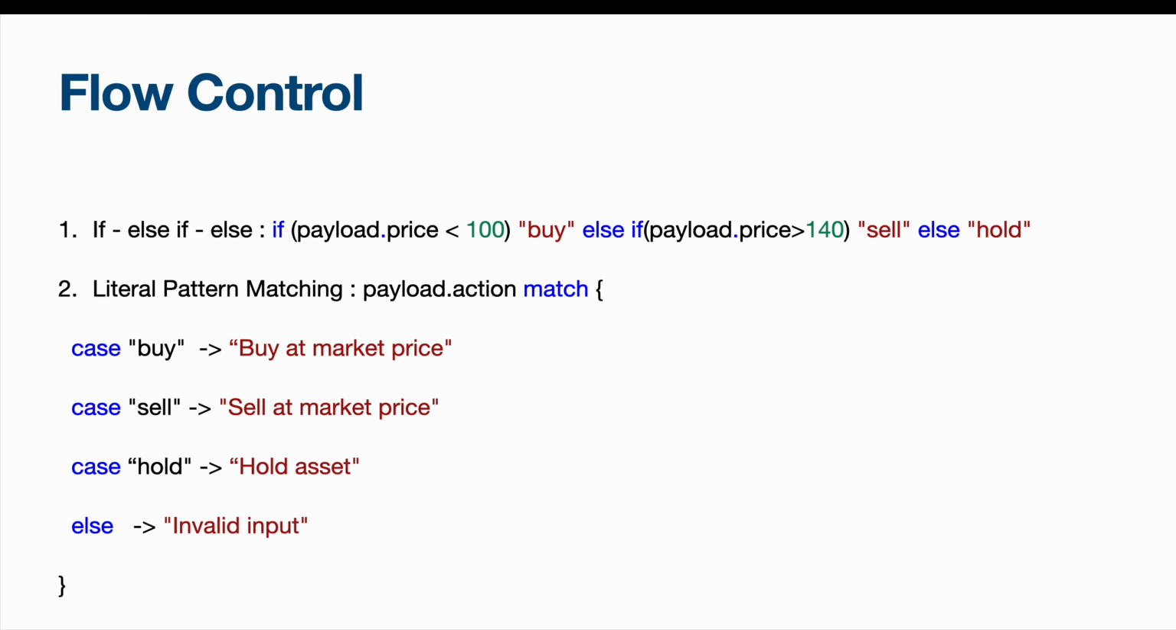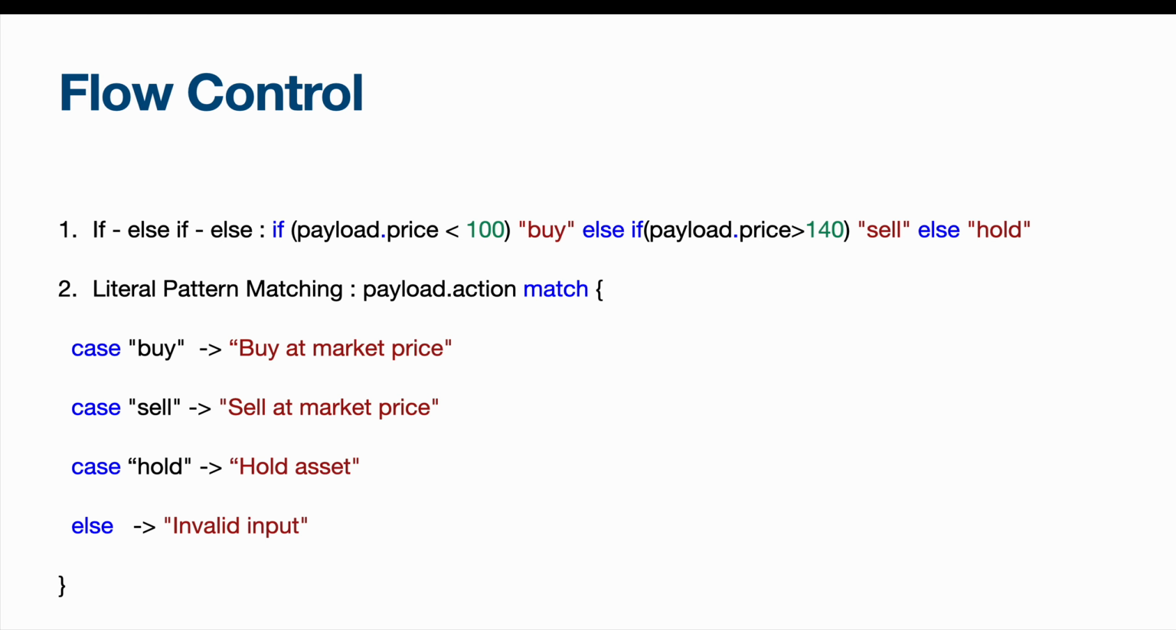That means if a certain value fulfills this condition, the answer should be this, otherwise it should be this. So here is an example. It says that if payload.price, there's a price property, and if it is less than 100, I want to return this buy. There's one more condition: if you want to have multiple conditions, you will use else if. So if payload.price is greater than 140, we should sell it. Else hold. If it's somewhere in between 100 and 140, we should hold it.